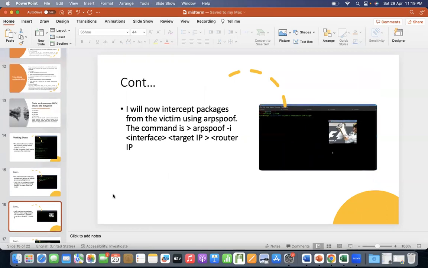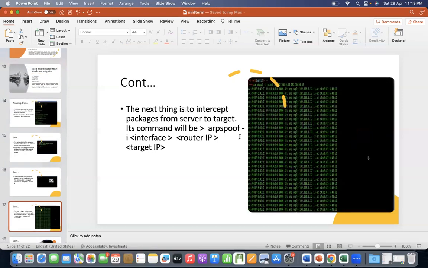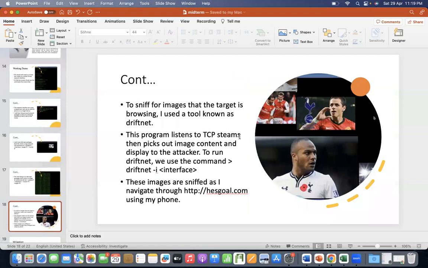Next, I am going to intercept the packets from the victim using ARP spoofer. The command I used was arpspoof -i interface -t target IP router IP. And next, I intercept the packets from the server to the target, using the command arpspoof -i with the interface I am using, then router IP and target IP. And next, to sniff for images that the target is browsing, I used a tool known as Driftnet.